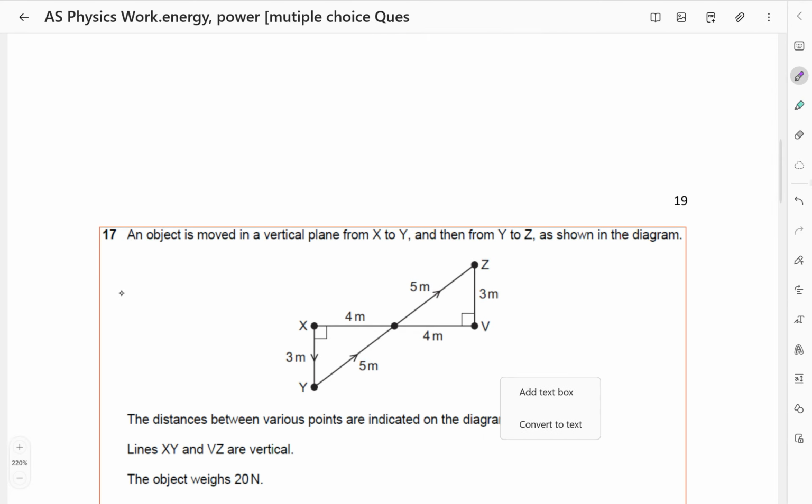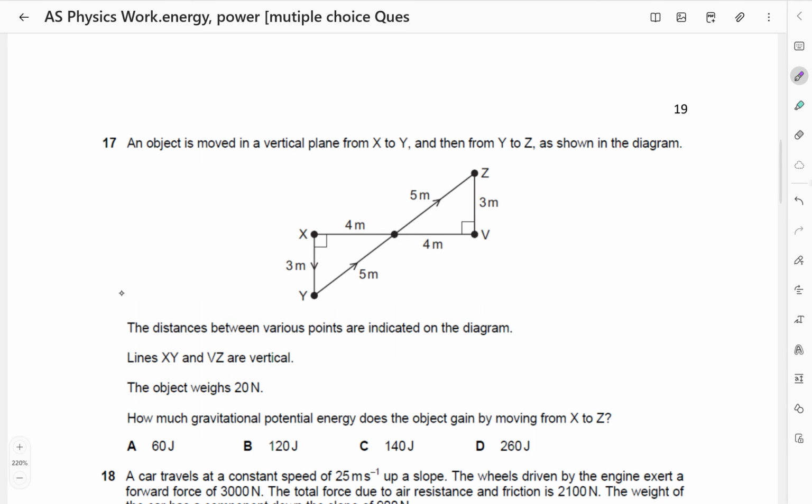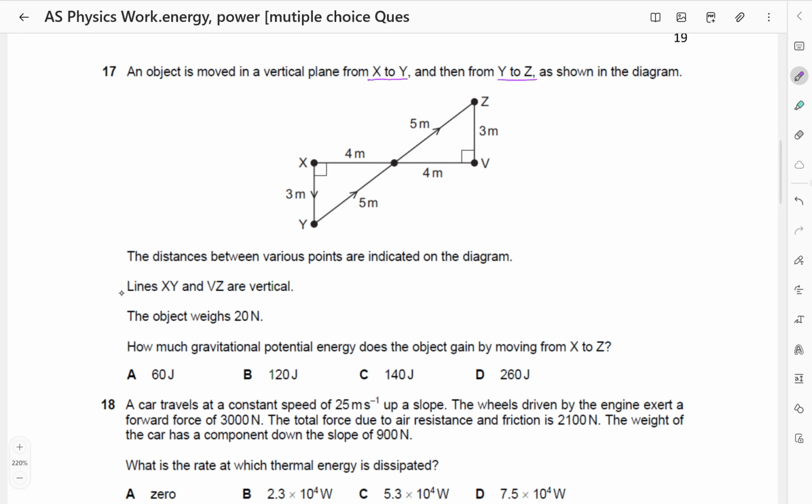An object is moved in a vertical plane from X to Y, and then from Y to Z, as shown in the diagram. The distances between various points are indicated on the diagram. Lines X, Y, and Z and V are vertical. The object weighs 20 newtons. How much gravitational potential energy does the object gain by moving from X to Z?